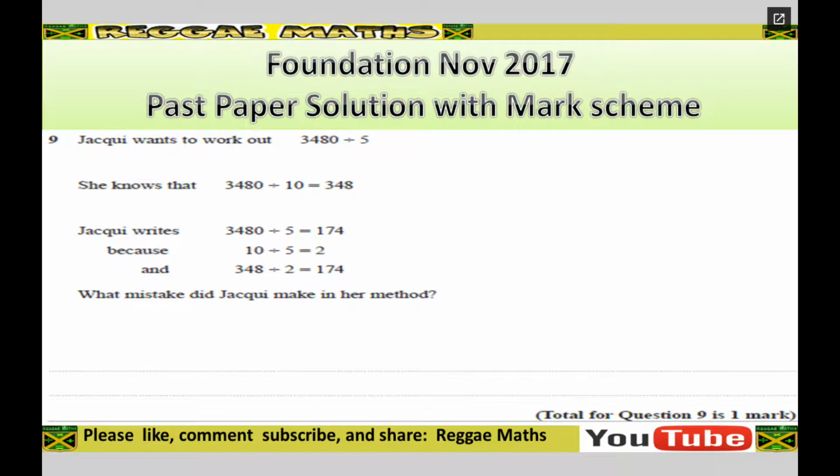Now looking at this question here, Jacqueline wants to work out 3,480 divided by 5. She knows that 3,480 divided by 10 is 348. So what's the link to get from 5 to 10? That's the key question here. So what did you do there, right? You double to get to 10. So what should you have done to get the answer? Where is the error here?